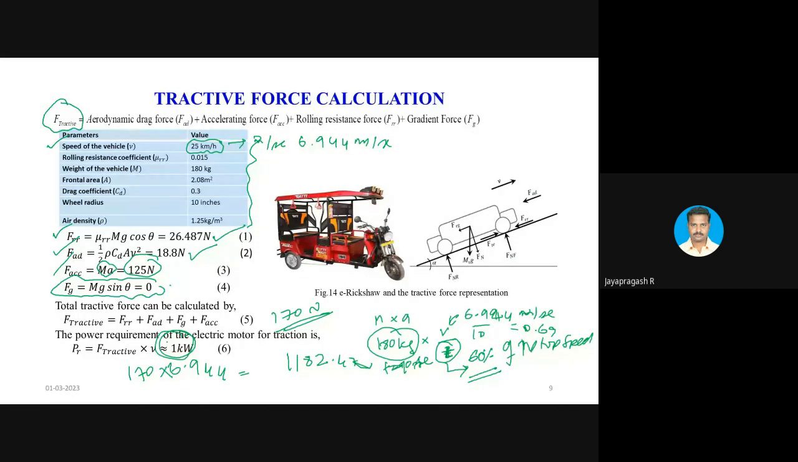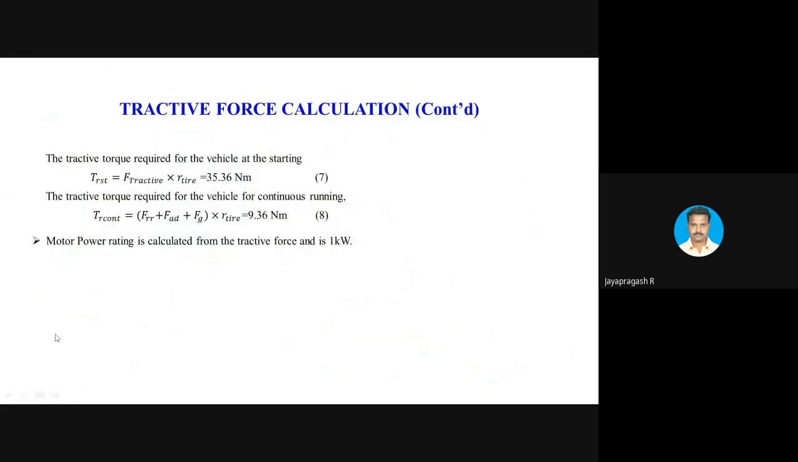Next, we calculated the tractive force, and from the tractive force we calculated the power requirement of an electric motor. Followed by that, we have to calculate the tractive torque required at the time of starting as well as in the cruise mode. At the time of starting, as we discussed, an IC engine does not have the capability to produce maximum torque at starting itself; only after acceleration can it produce sufficient torque. Whereas with an electric motor, it is possible to produce maximum torque at the starting itself. So the tractive torque should be calculated while starting.